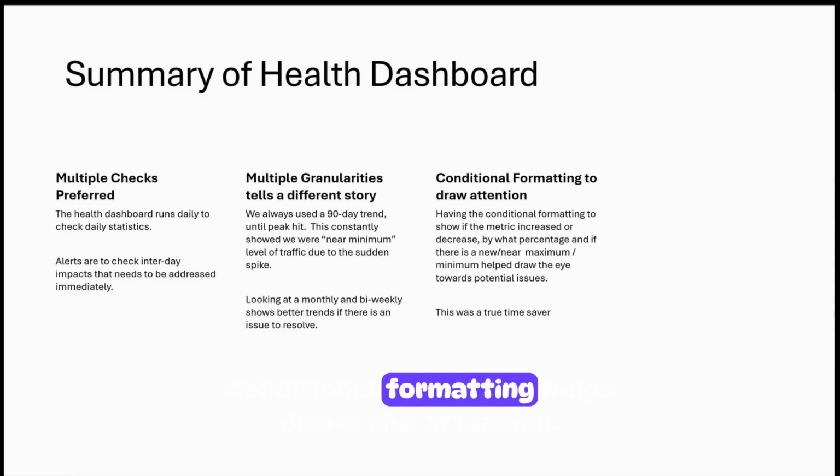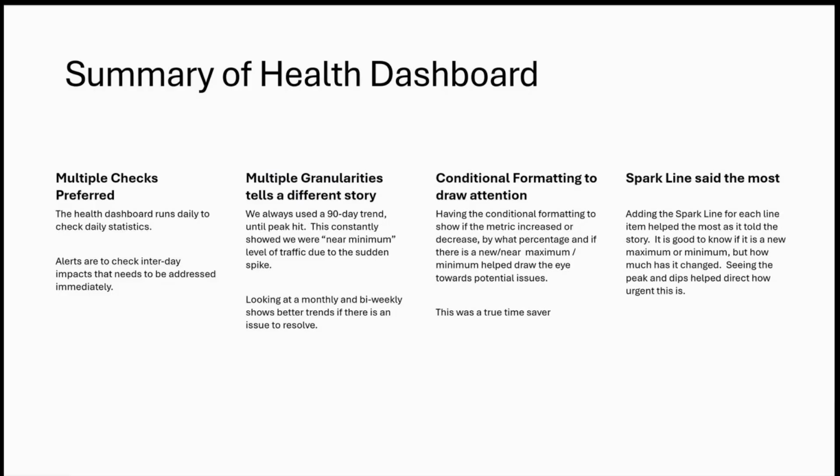Now, conditional formatting helps draw our attention. Having something that can clearly catch your eye to know if this needs to be looked at is a huge time saver and is one that I am very much a proponent for. And a sparkline says the most. By adding that sparkline for each line item, it helps clearly show if something is going up or down, and by how much. So looking at that line has also helped me determine how much urgency this is.